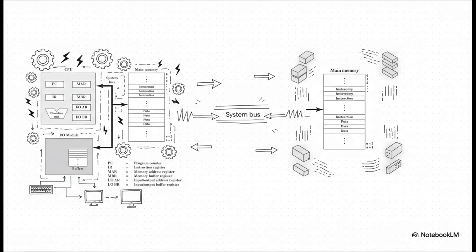And here's what that kitchen looks like on a more technical diagram. Over on the left, you've got the CPU, the brains of the whole operation. On the right is main memory, where all the recipes and ingredients are stored. And down at the bottom, the I/O module, which is handling your keyboard, your mouse, your monitor, everything. And see that big line connecting them all? That's the system bus. It's the hallway they all use to talk to each other.